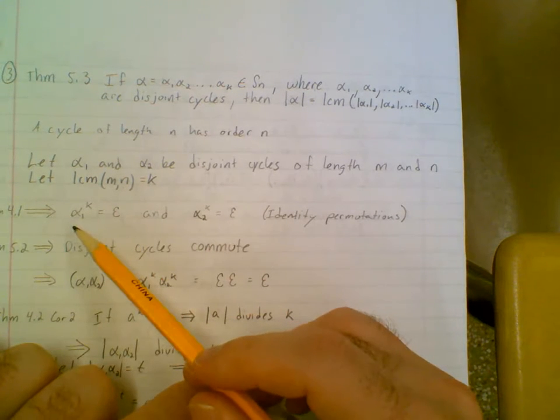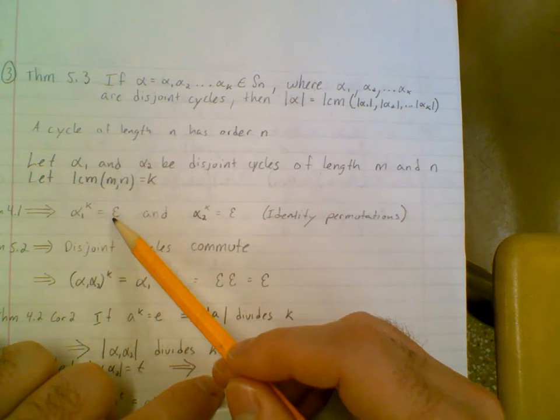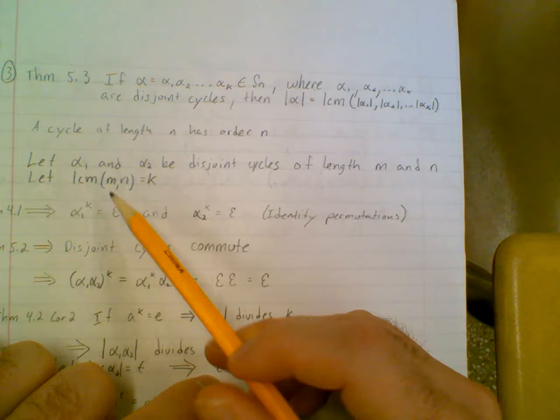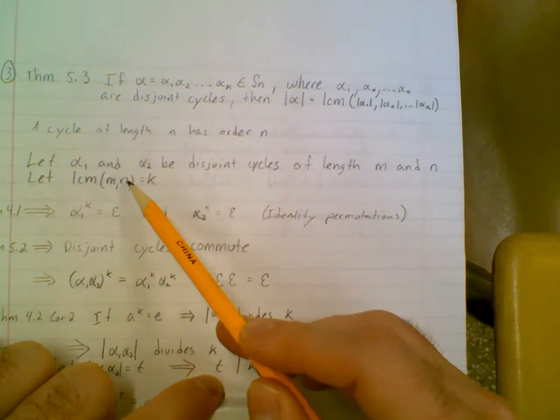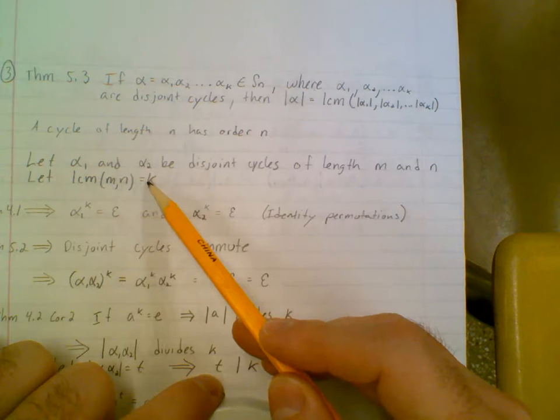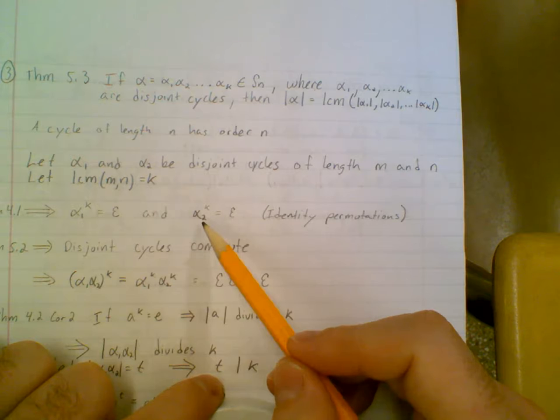So based on theorem 4.1, alpha 1 to the k is the identity, because if alpha 1 to the n is the identity, right, and n goes into k, that means that alpha 1 to the k is the identity. We can also say the same about alpha 2.